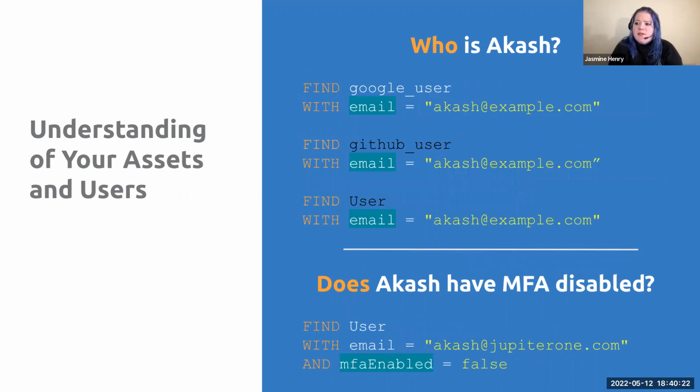So here's an example of just applying queries to understand your users and assets. Akash is my colleague who I like to pick on. So, you're a security admin. You want to know, find me a Google user with the email Akash, find a GitHub user, and you can add one more layer, which is adding a characteristic. Find me a user with this email. Do they have MFA? So you can use graphs and graph query language to understand the basic characteristics of a single node.